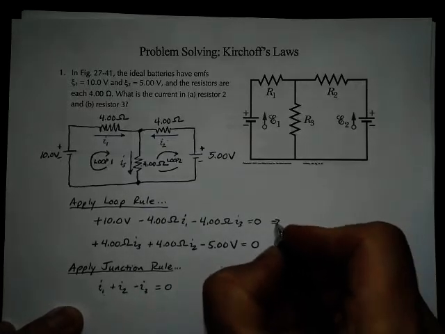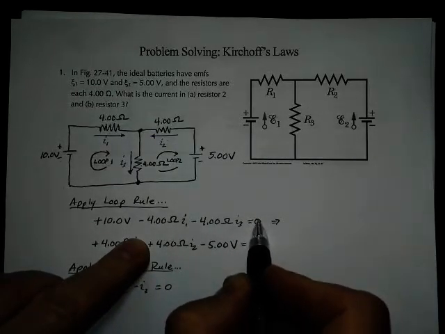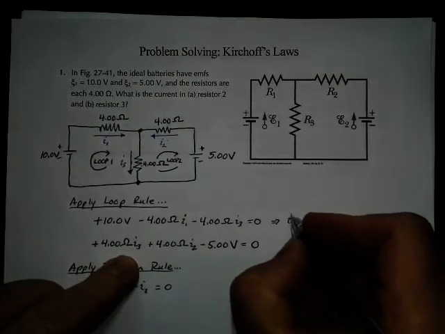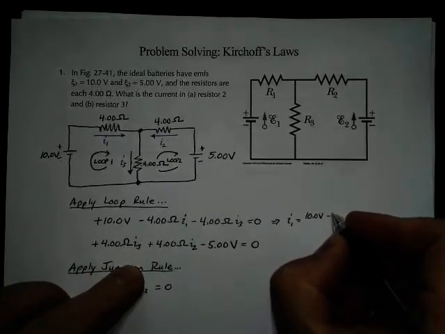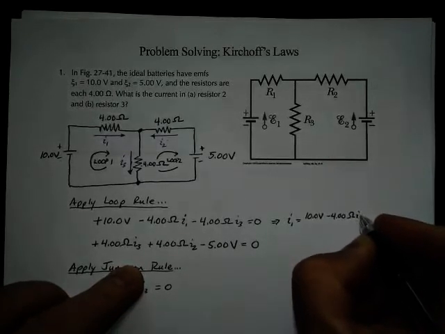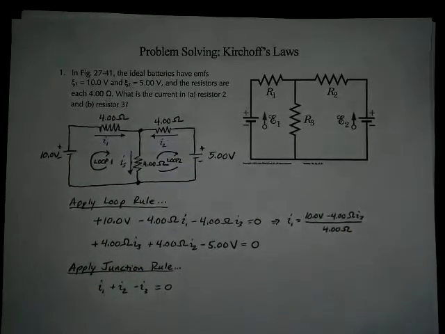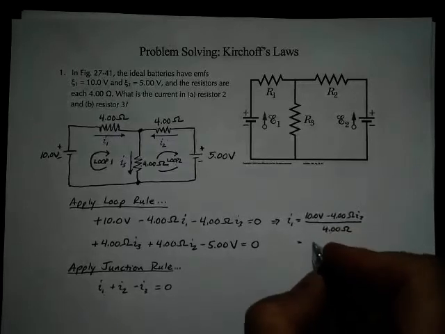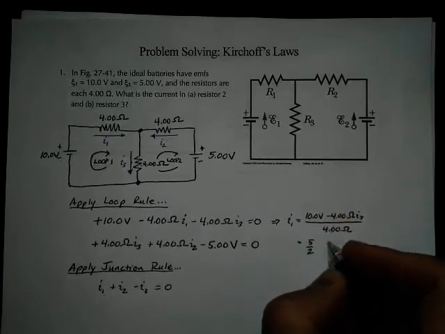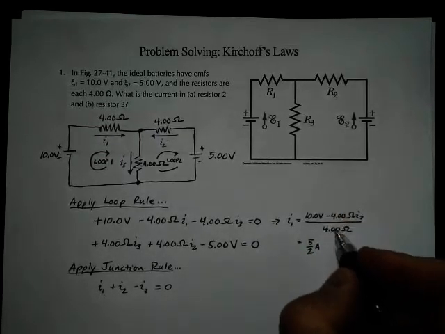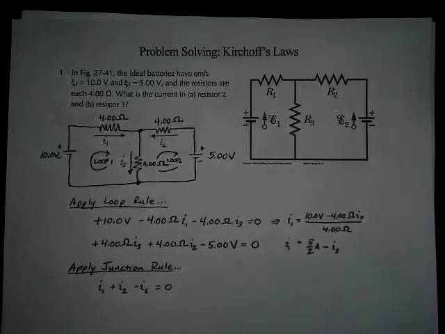So what I'm going to do is actually solve this first equation for I1. So if I moved I1 over to this right side and then divided by the 4 ohms, I'd get I1 equals 10 volts minus 4 ohms times I3, all divided by 4 ohms. And that is equal to, let's see, 10 divided by 4 is the same as 5/2, a volt per ohm is an amp. 4/4 is just 1, so 5/2 of an amp minus I3 is what I1 is.